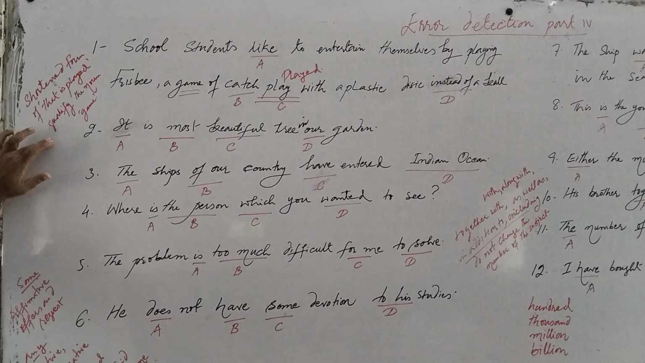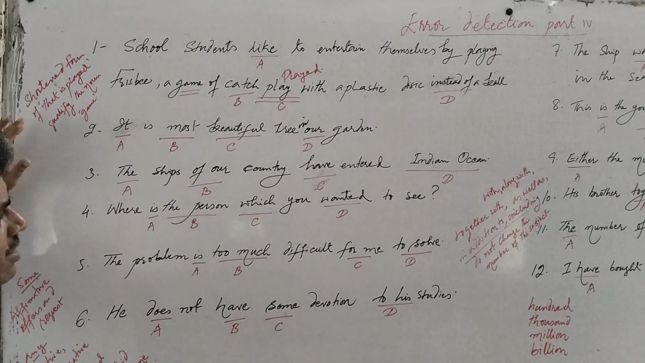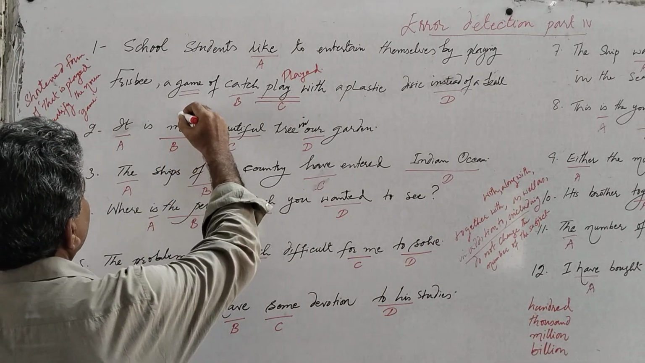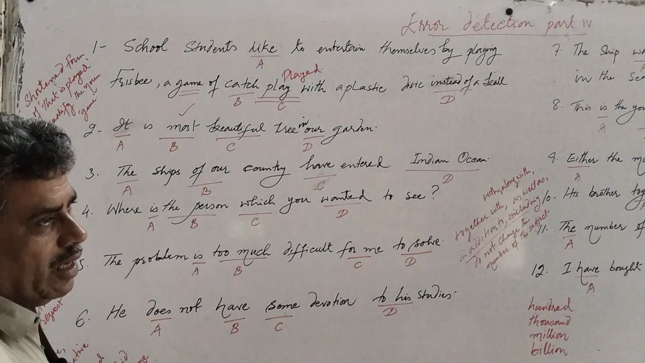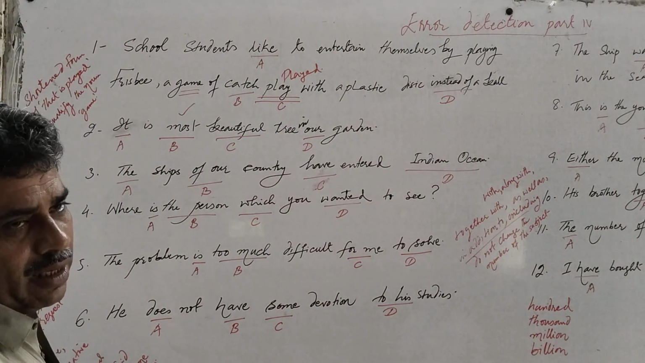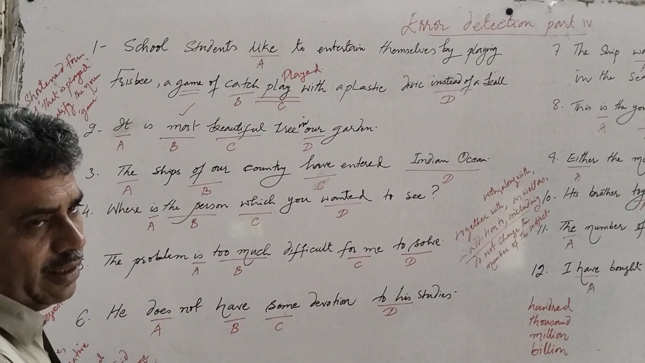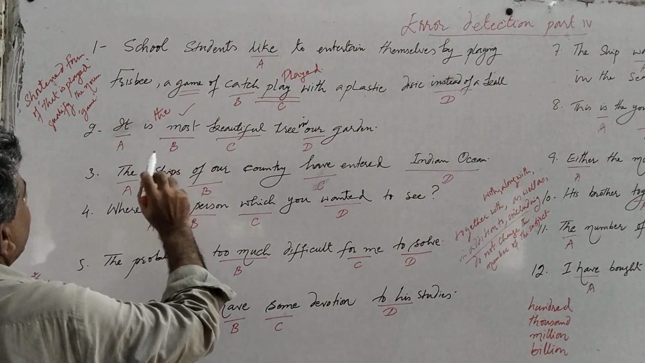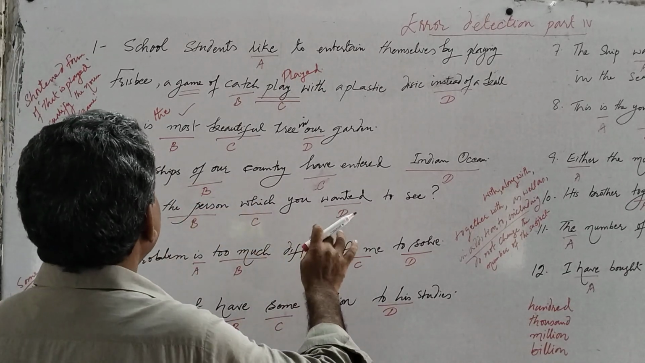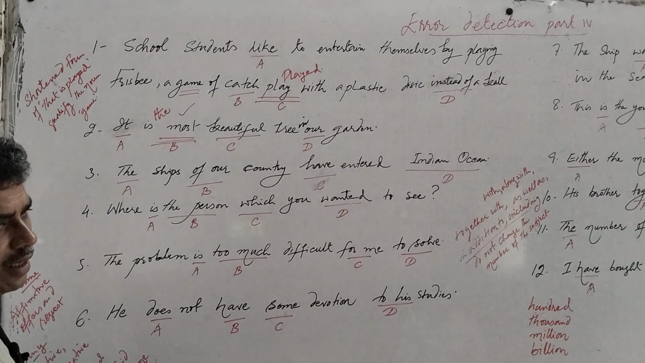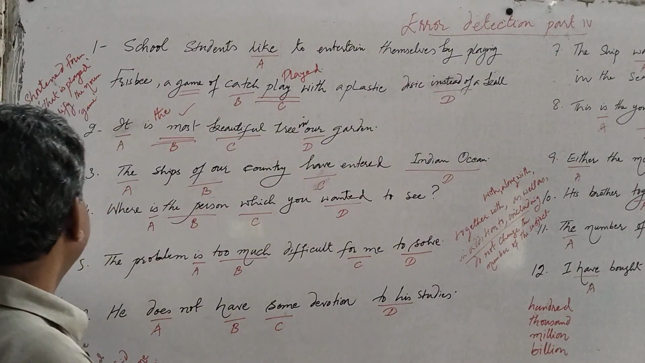Now we have second sentence. It is most beautiful tree in our garden. This is very simple sentence. You know that here is the word most, and this is superlative degree, and we know that the superlative degree requires a definite article, that is the. So we should write the here. It is the most beautiful tree in our garden. So the error is there in option number B.